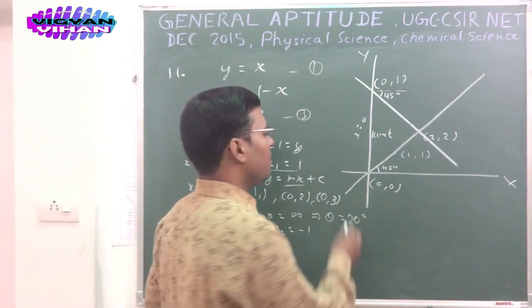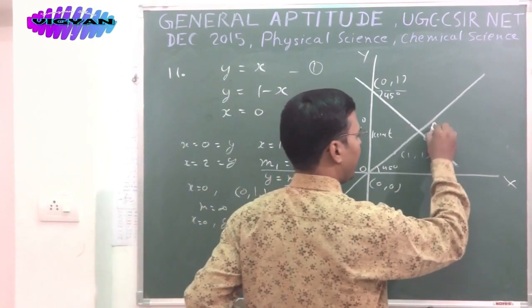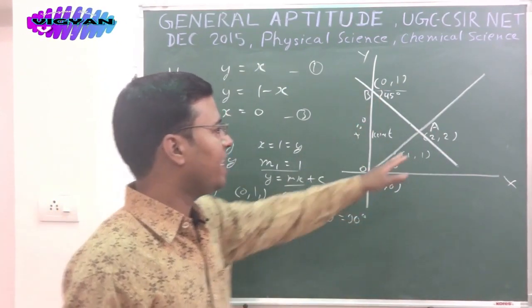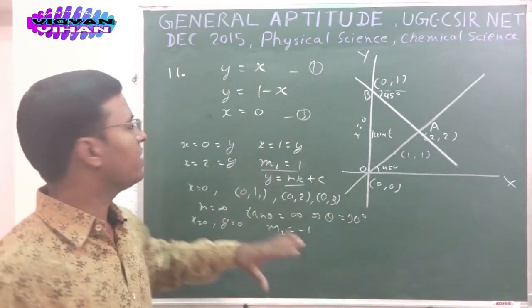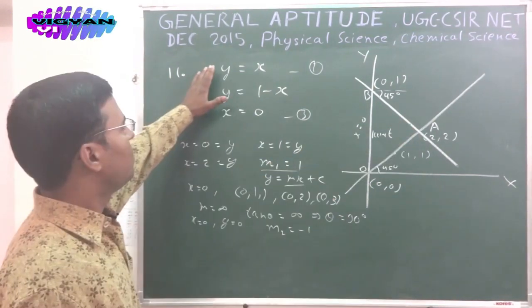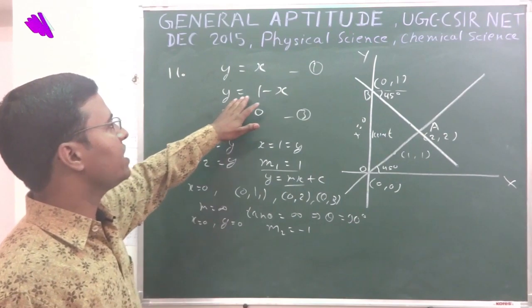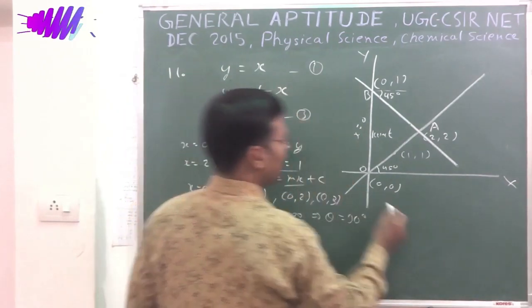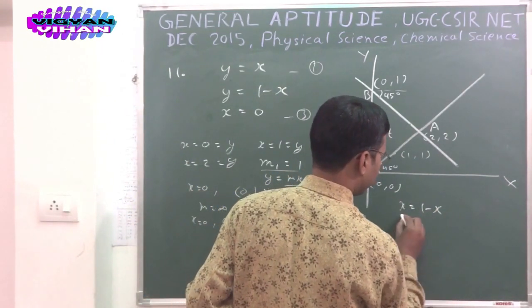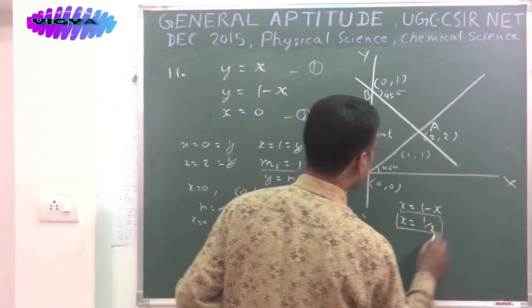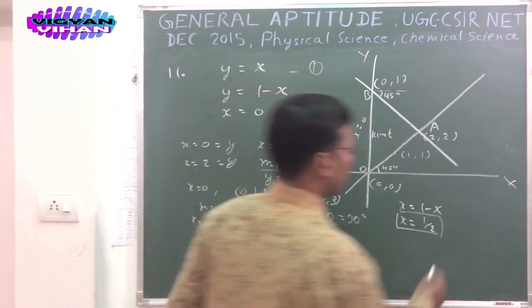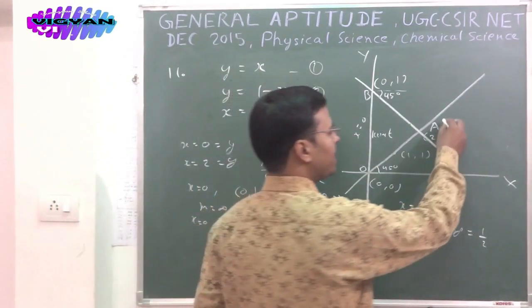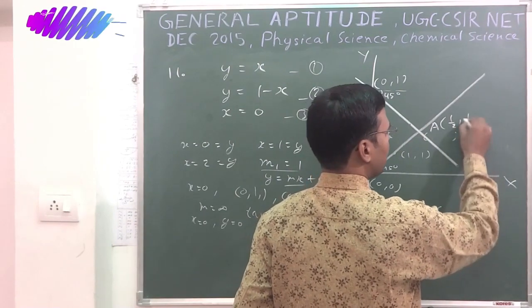Here is the triangle which has vertices O, A, B. The coordinates of points O and B are known, and for point A, we will solve the equations of these two lines, y is equal to x and y is equal to 1 minus x. Then eliminating the y value, we get x is equal to 1 minus x, then the x value is 1 by 2. Putting the value x is equal to 1 by 2, we get y is equal to half from equation 1. So the point A will have the coordinates half, half.